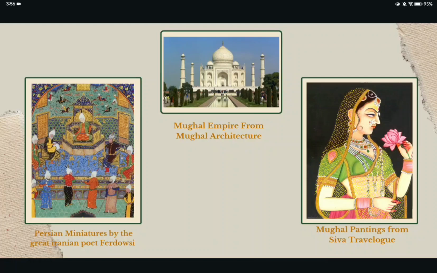Persian miniatures are small paintings with vivid colors and intricate details. Ferdowsi, a famous Iranian poet, contributed epics like Shahnameh or Book of Kings. Mughal art, especially the miniatures, features excellence in paint and performance. Shiva Travelogue can be a collection of paintings depicting scenes, journeys, or stories related to Lord Shiva, an important deity in the Hindu religion.